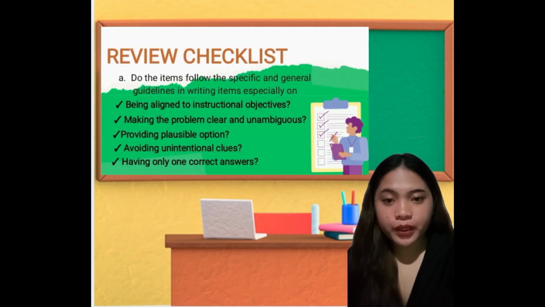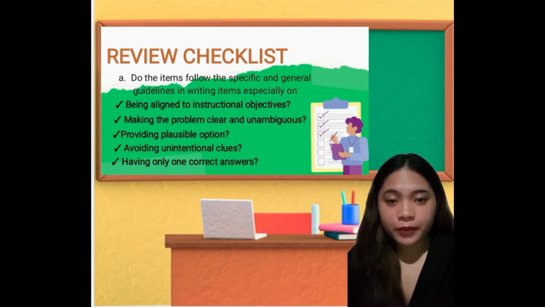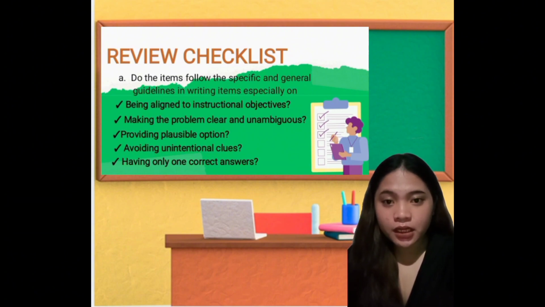So, this would be the review checklist. A. Do the items follow the specific and general guidelines in writing items, especially on being aligned to instructional objectives, making the problem clear and unambiguous, providing plausible options, avoiding unintentional clues, or having only one correct answer?